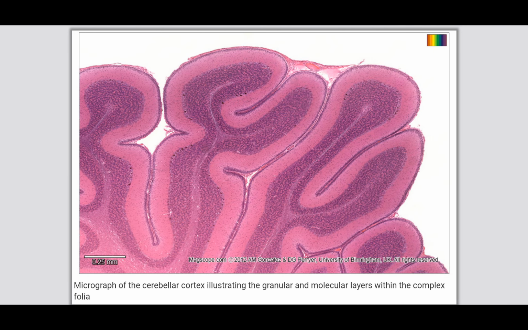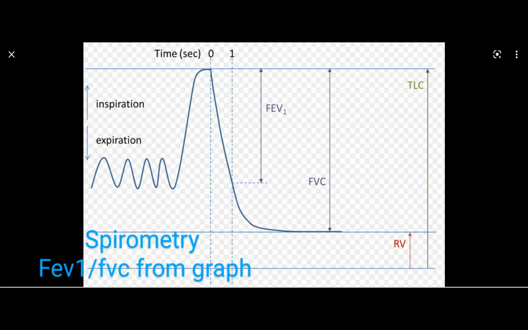This is another diagram of the cerebellum. Here also we can differentiate the three layers.